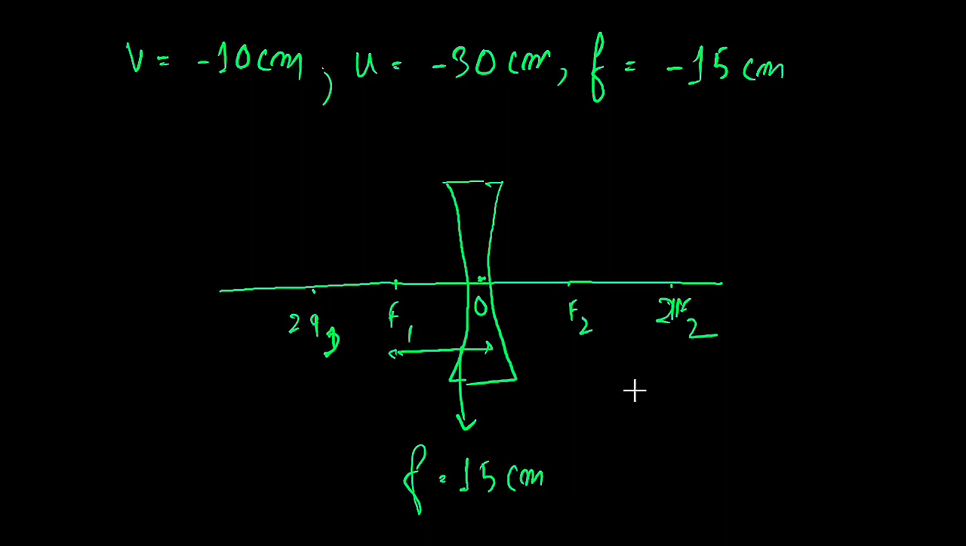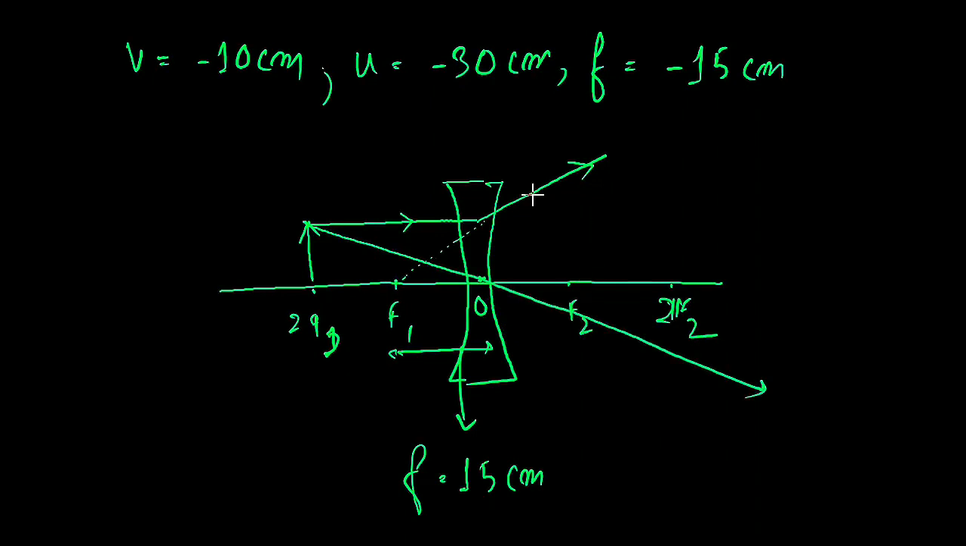So where will the 30 centimeter be? 30 centimeter is going to be at twice F1. This is the F1 distance. OF1 is nothing but 15 centimeter. So obviously the object will be here. First I will draw one incident ray. After the incident, the ray will get refracted like that. If we extend the ray, one ray will form here. Now we will consider one more incident ray that will pass directly through the optical center.